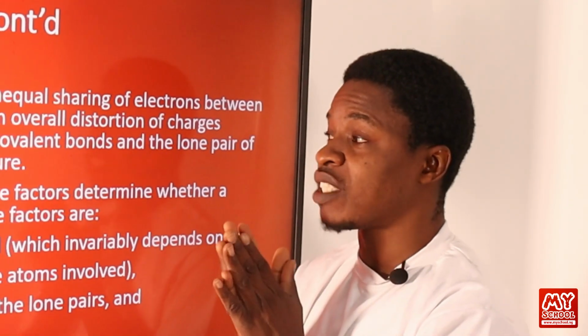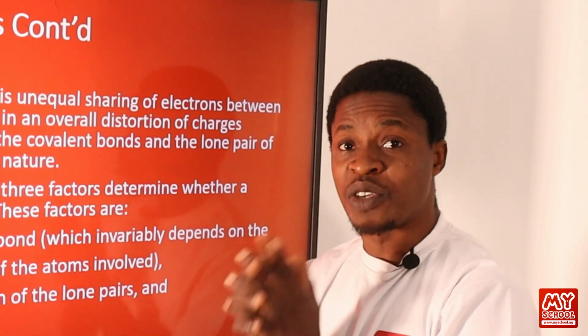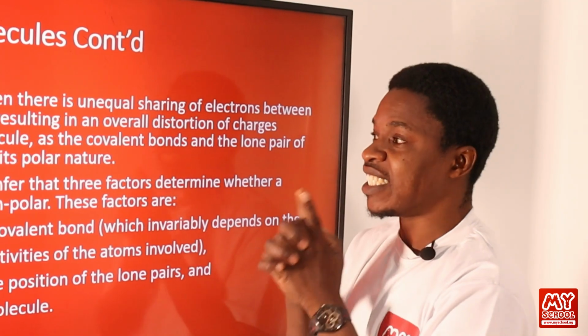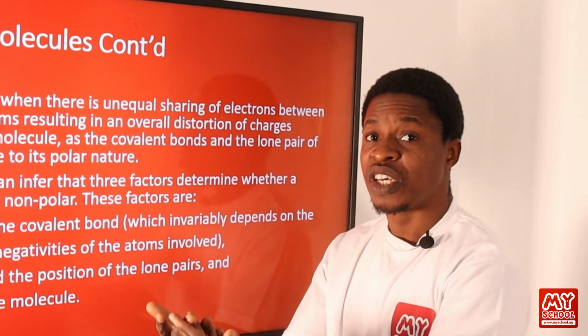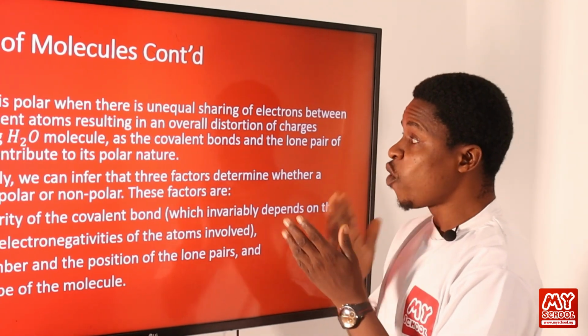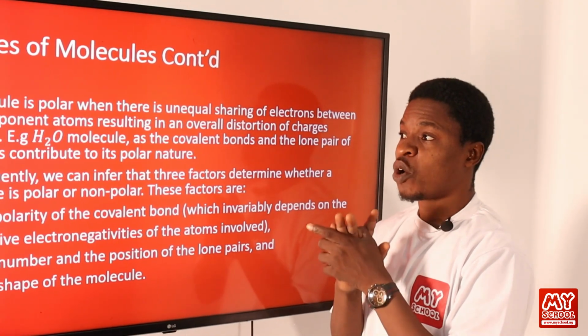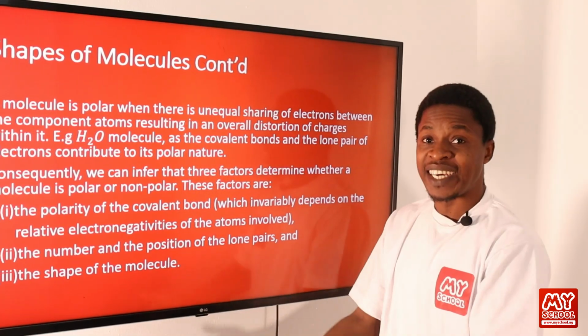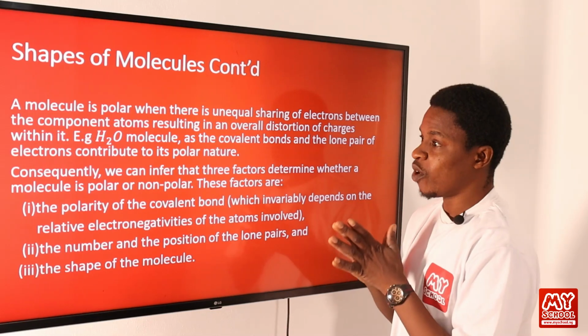So once that happens and they bond covalently, as a result of the covalent bonding, we can say that it is polar. So that contributes to the polar nature. In summary, what we are saying is that covalent bonding, in a way, contributes to the polarity of a molecule, okay.